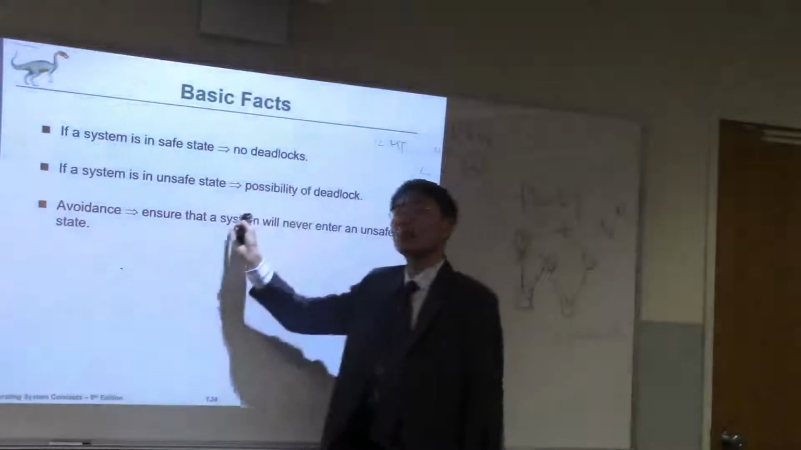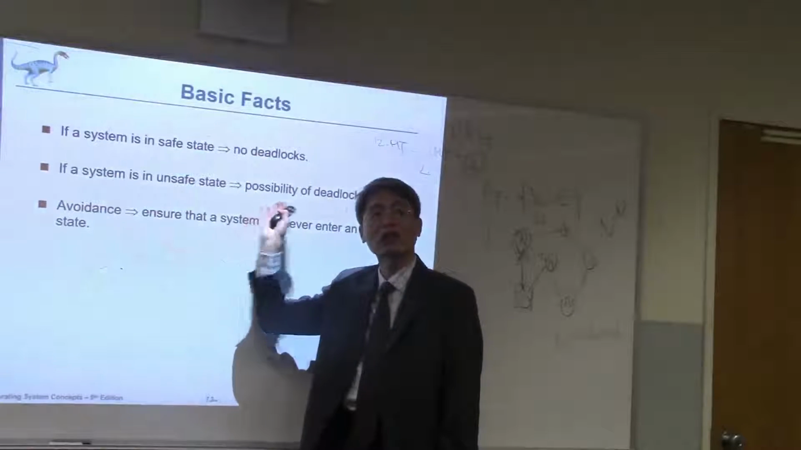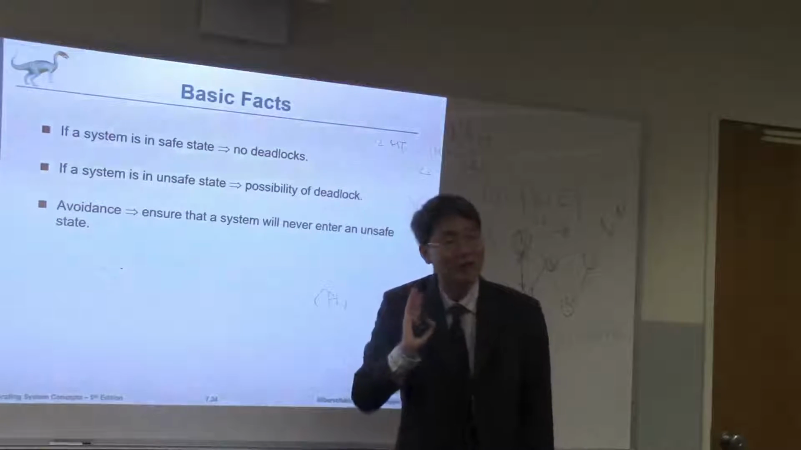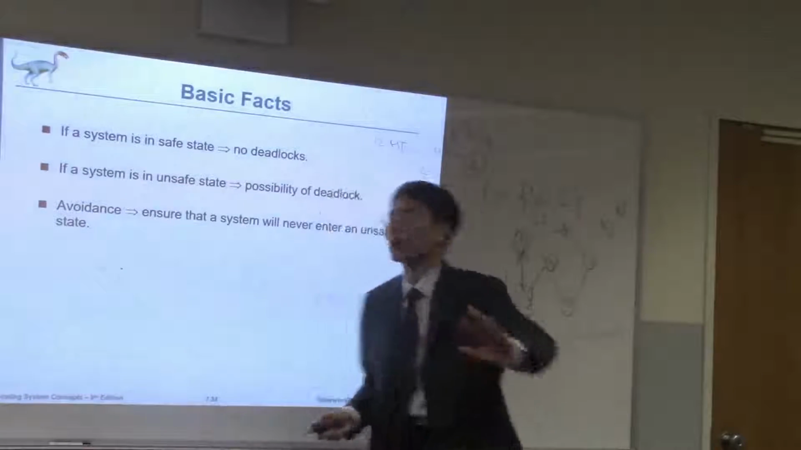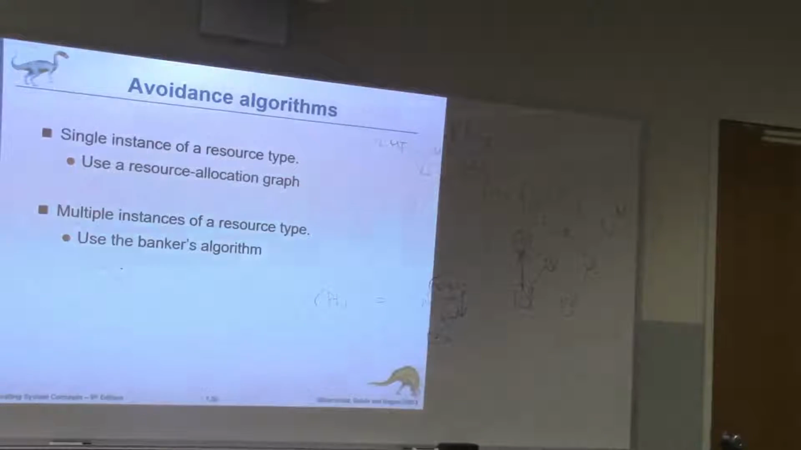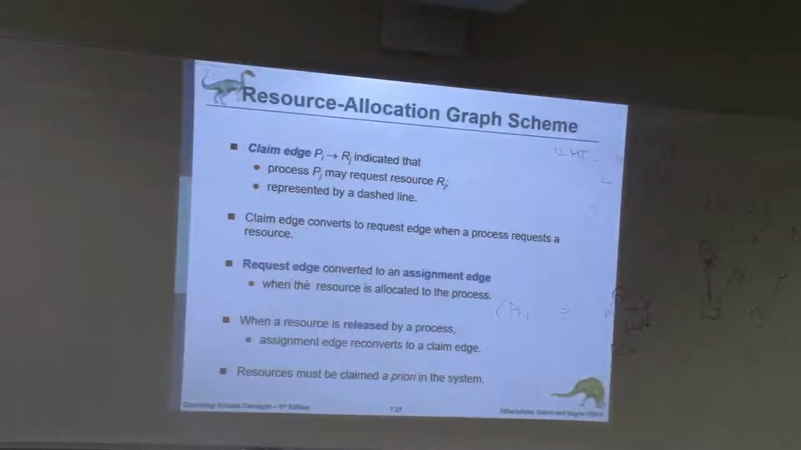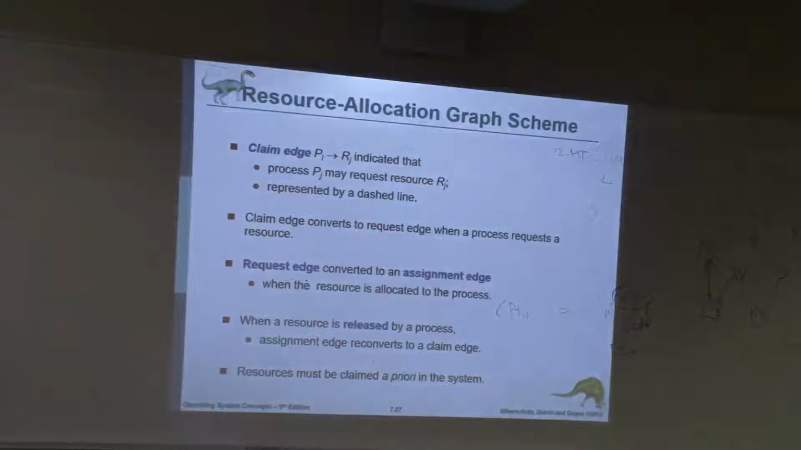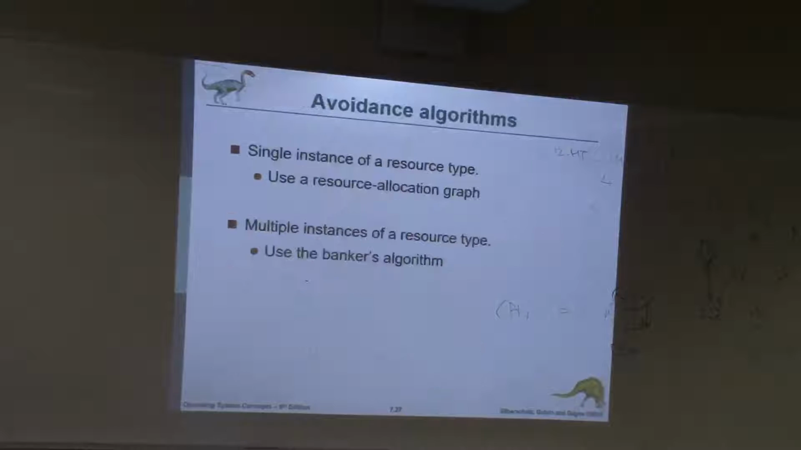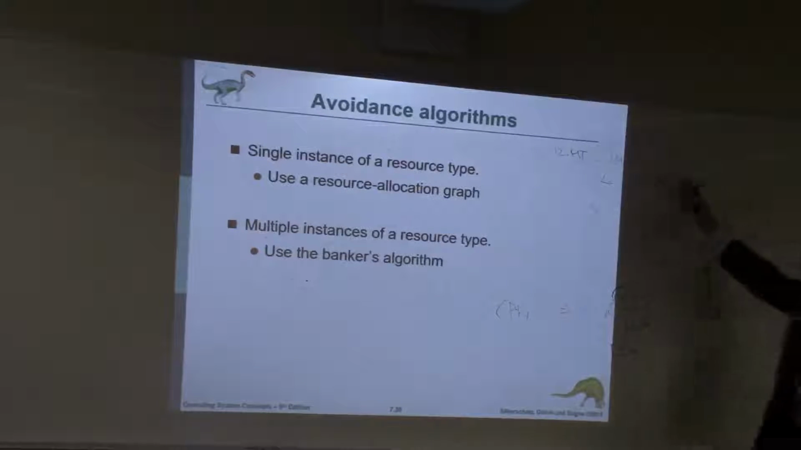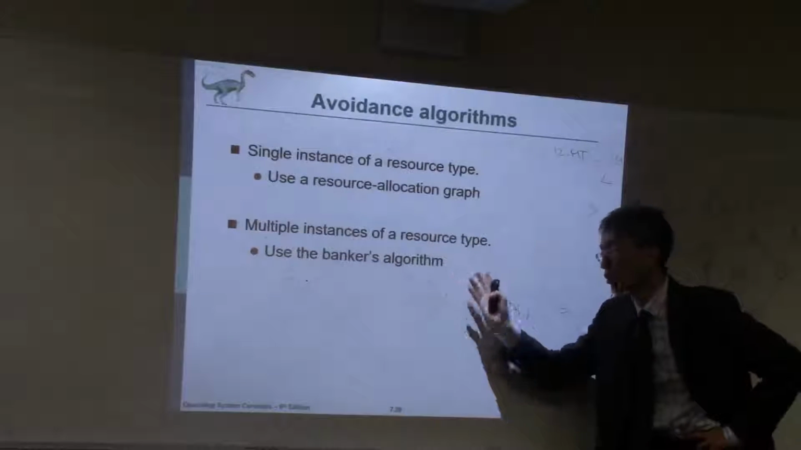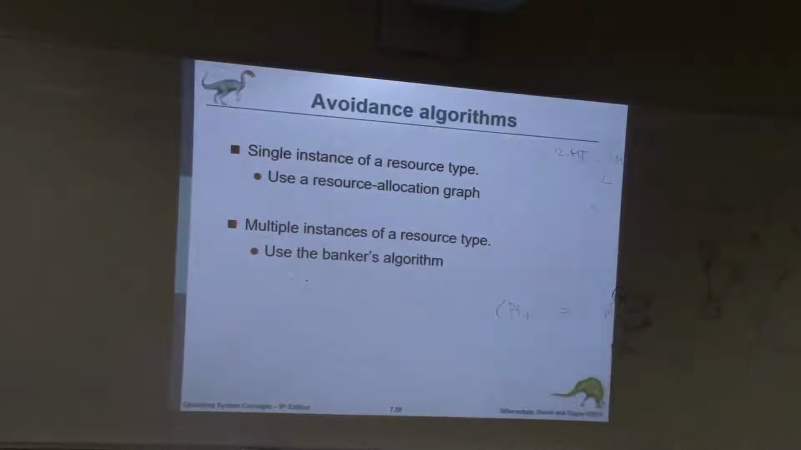But to avoid such a possibility, if you cannot find a safe state, you always decline the request. That is deadlock avoidance. The problem is the general case, with multiple resource types with multiple resource instances for multiple processes. To do that, we are going to use this resource allocation graph, and then the banker's algorithm.